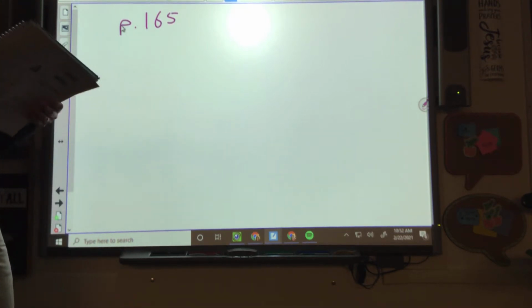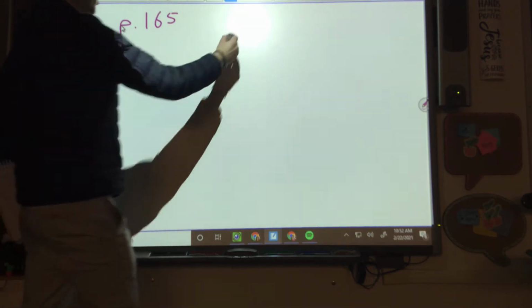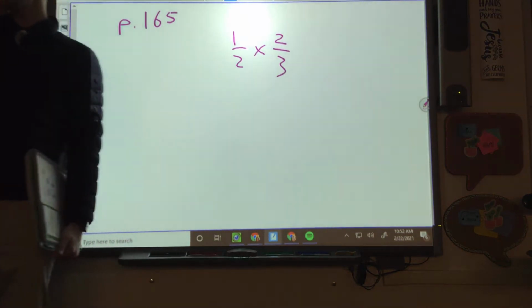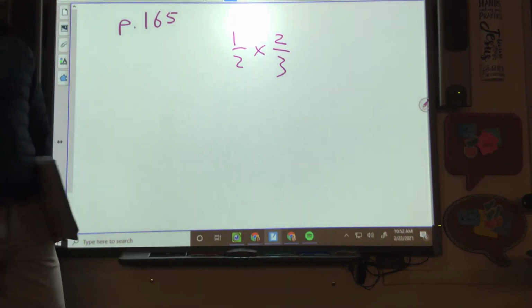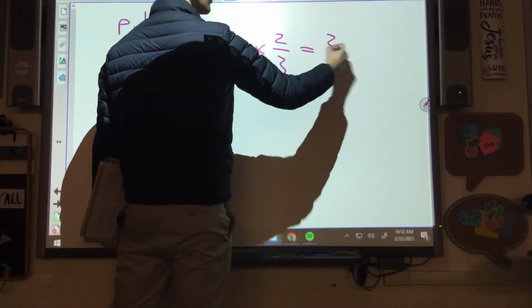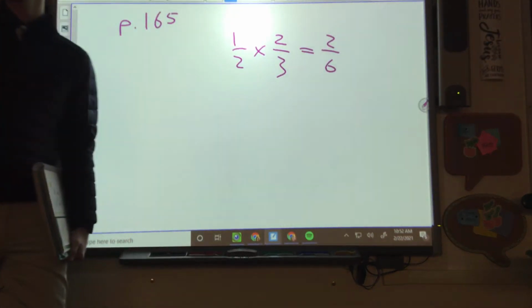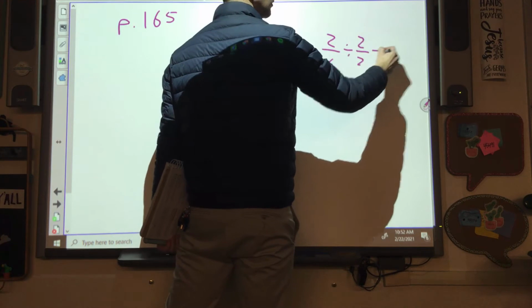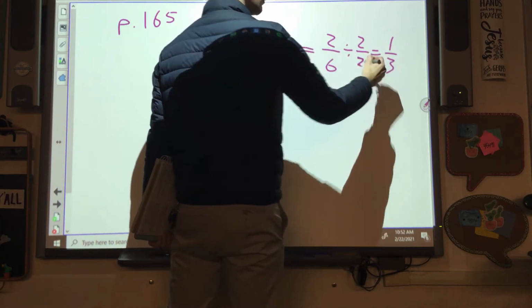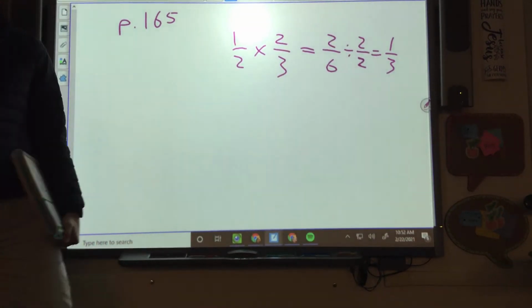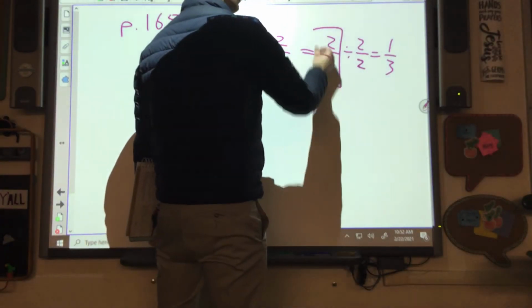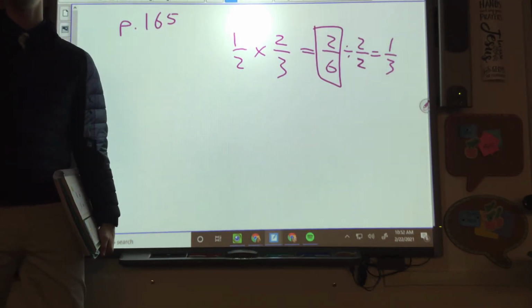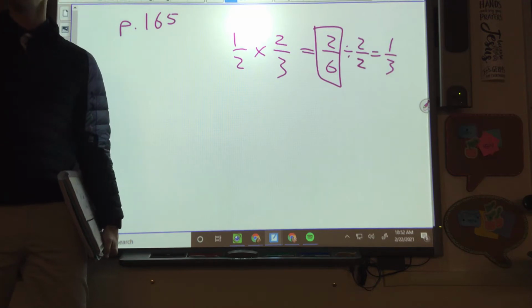Alright, so we already did the 1/2 times 2/3. Remember, you multiply straight across, it becomes 2/6, which then simplifies, divide by 2/2, to 1/3. 1/3 is the answer. If you have 2/6 as your answer, do you get it right? Nope. I'll give you partial credit. I am not giving you full credit.